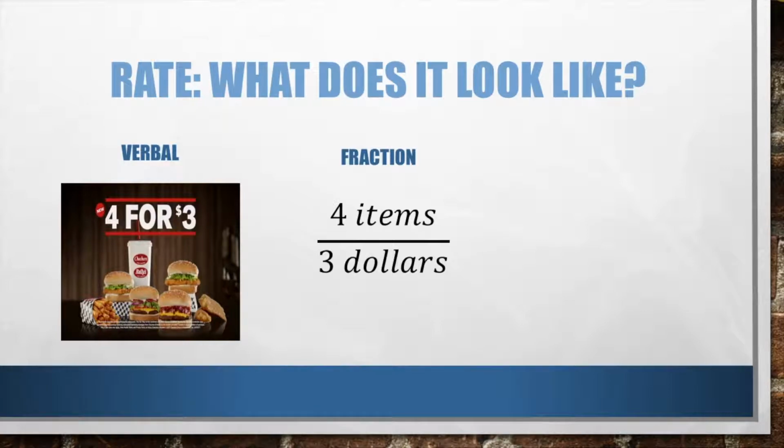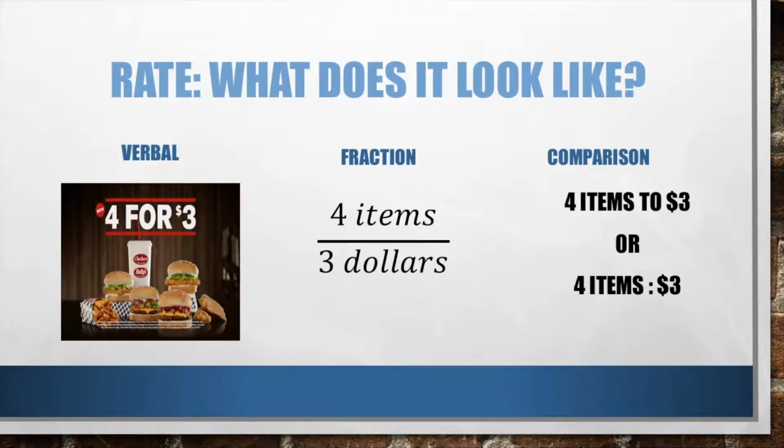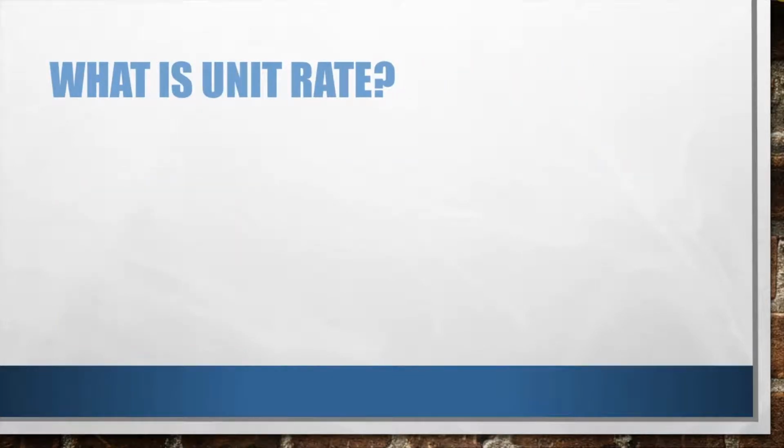So 4 items for $3. 4 items over $3. That's the fraction form of that Checkers ad. And we can also see a comparison of that same ad. 4 items to $3. That means we can get 4 items for every $3 that we're willing to spend. We have 2 comparisons right here, but they mean the same thing. The colons just replace the word to. So 4 items colon $3 means 4 items to $3. We just need to be aware of what colons represent if we see them in the future.